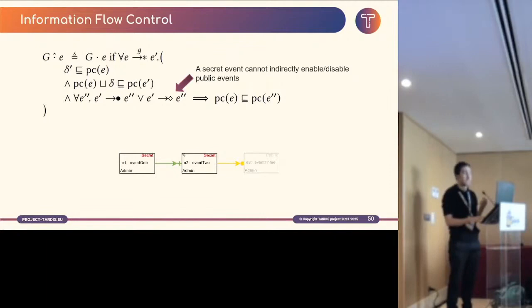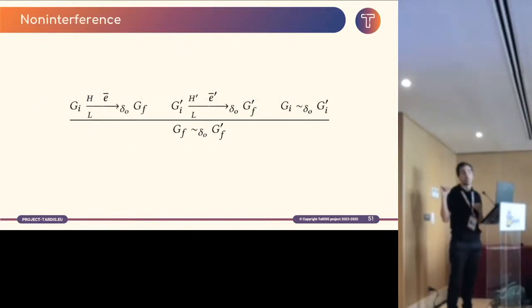The second result is our formulation of non-interference for DCR graphs. So basically, it's typical non-interference. Given two graphs initially indistinguishable, if we execute two sequences of events which agree on the low events, meaning that the public events must happen in the same sequence and must be the same, our monitor ensures that by the end of the execution, when the graph reaches a stable state, the graphs will remain indistinguishable, so there will not be information leaks.